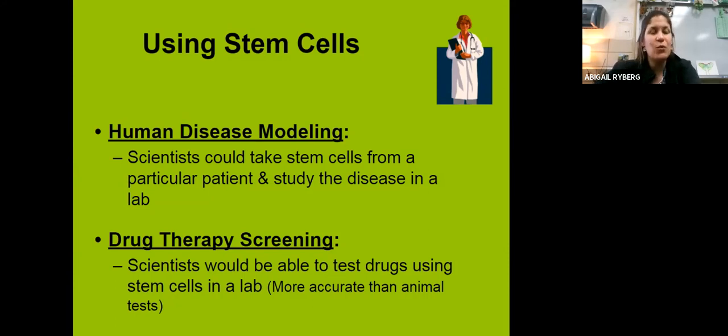Or with drug therapy screening, scientists would be able to test drugs in a specific laboratory setting using stem cells to see the outcome on actual human cells. Keep in mind, we do a lot of animal testing. Medications, toiletries, makeup, all those things, almost all of them are tested on animals in a laboratory setting, and now we can just test them on human skin cells in a petri dish.